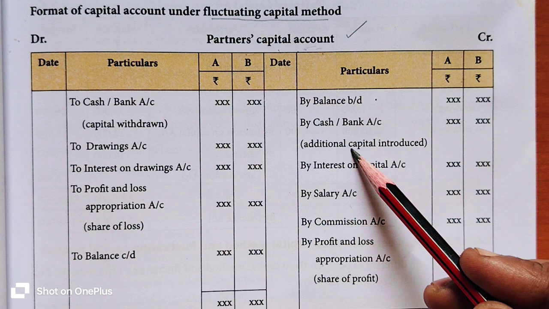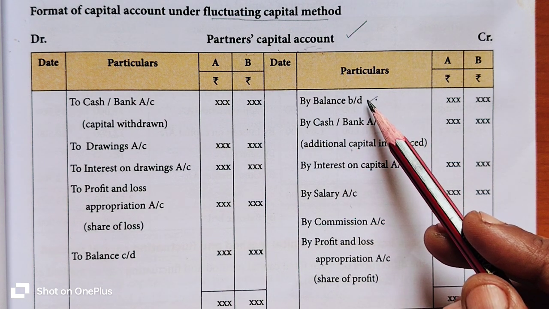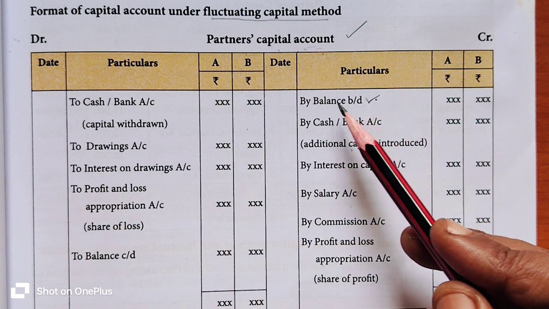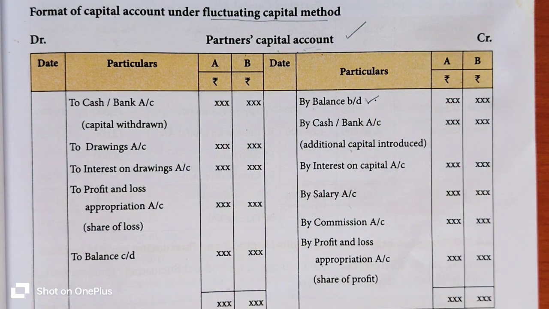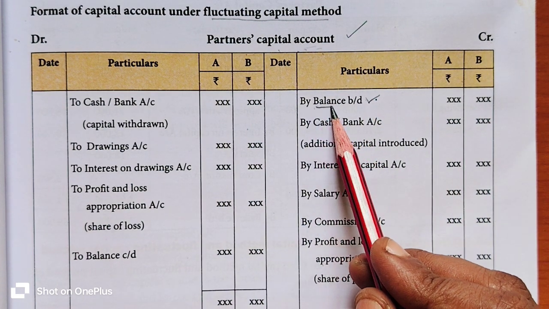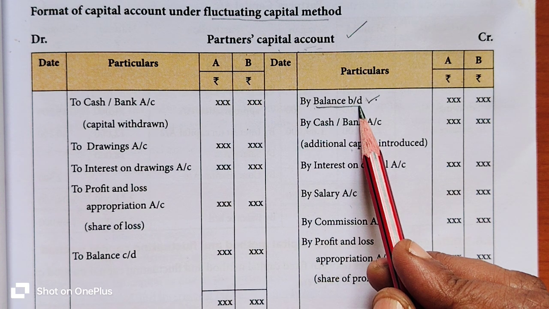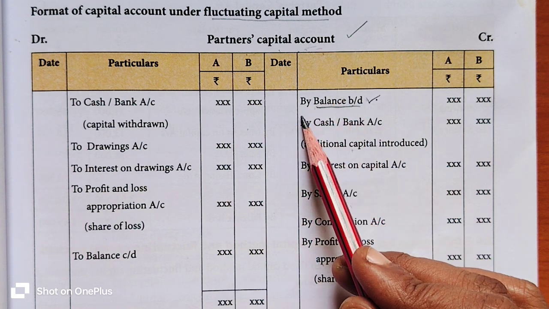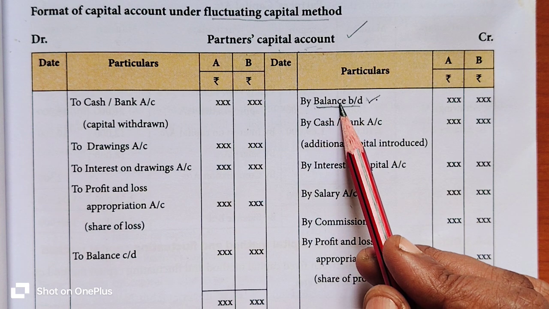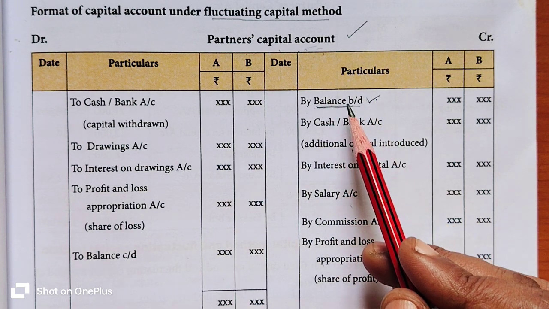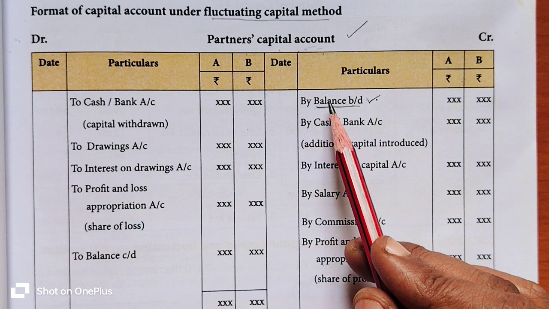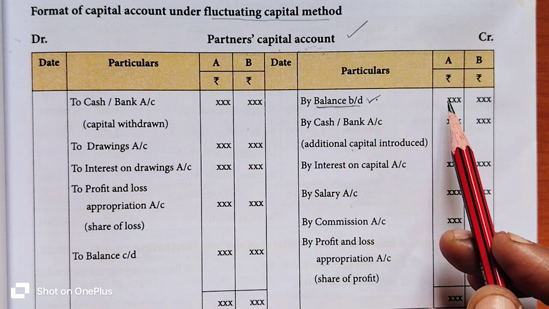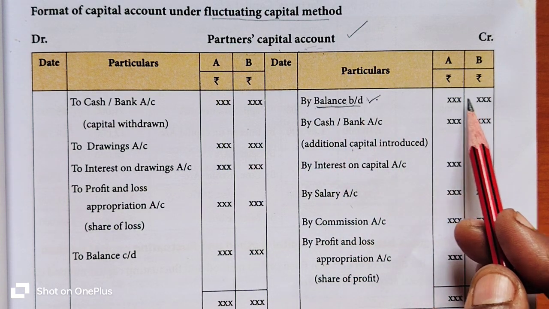On the credit side, the items are initial capital. First and foremost, the transaction we have to enter on the credit side is by balance b/d. What is meant by balance b/d? Opening balance of the capital account, which means the initial amount of capital introduced by the partners of the business. When they started the business, they introduced capital, right? That capital we call opening capital. That opening capital we have to write by balance b/d, and their amounts we have to enter respectively.